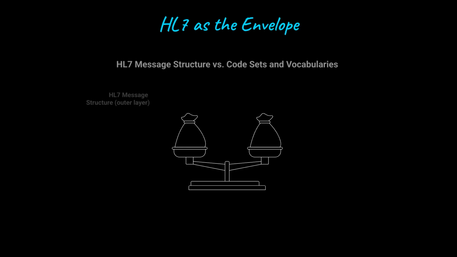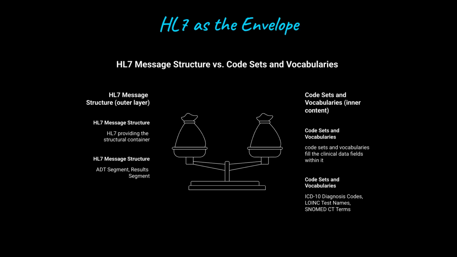The critical distinction is that HL7 is the envelope. It defines how messages are structured and exchanged. Code sets like ICD-10 and CPT, and vocabularies like LOINC and SNOMED-CT are the content carried inside those envelopes. ADT messages drive downstream reactions like bed assignment and billing. Order messages move clinical orders between systems.